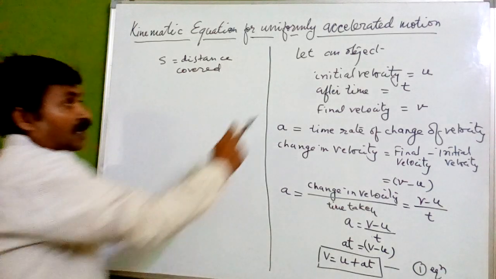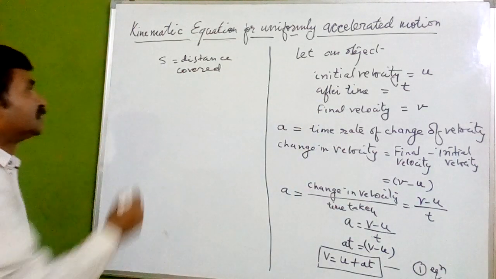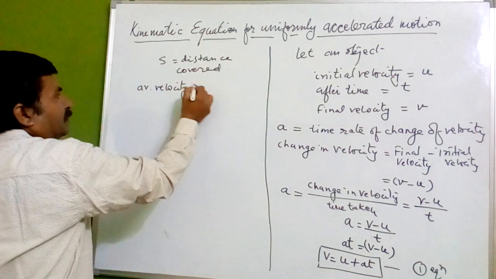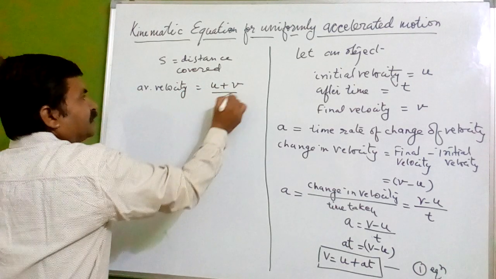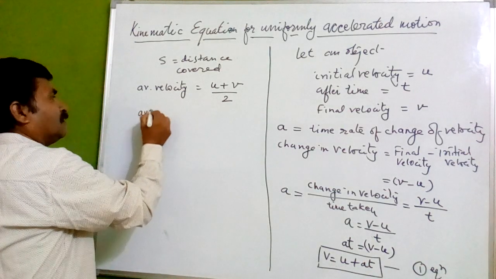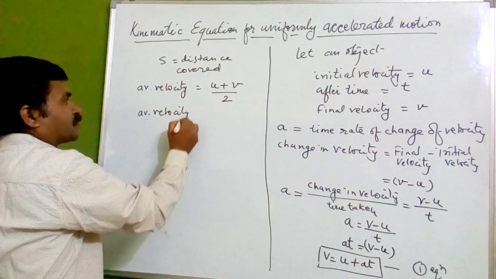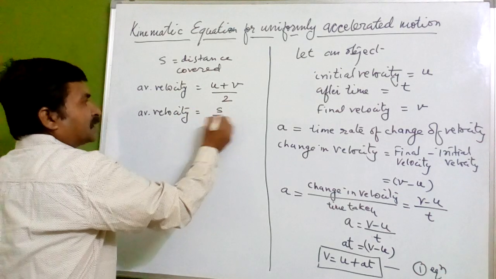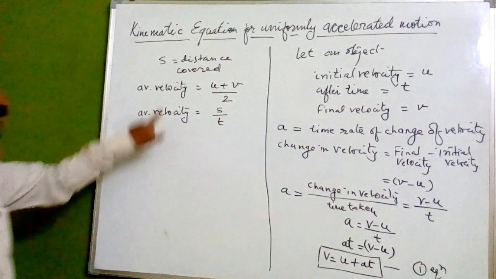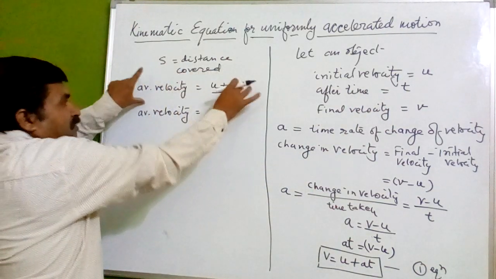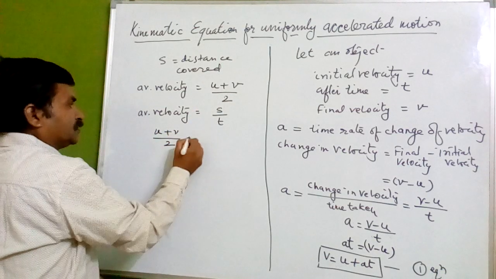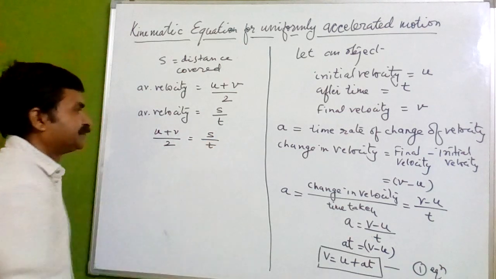Now see here, if we calculate the average velocity, it will be u plus v upon 2. Now we know average velocity means the distance or displacement covered, s, divided by the time taken, t. So we can equate these, and we can write u plus v upon 2 is equal to s upon t.